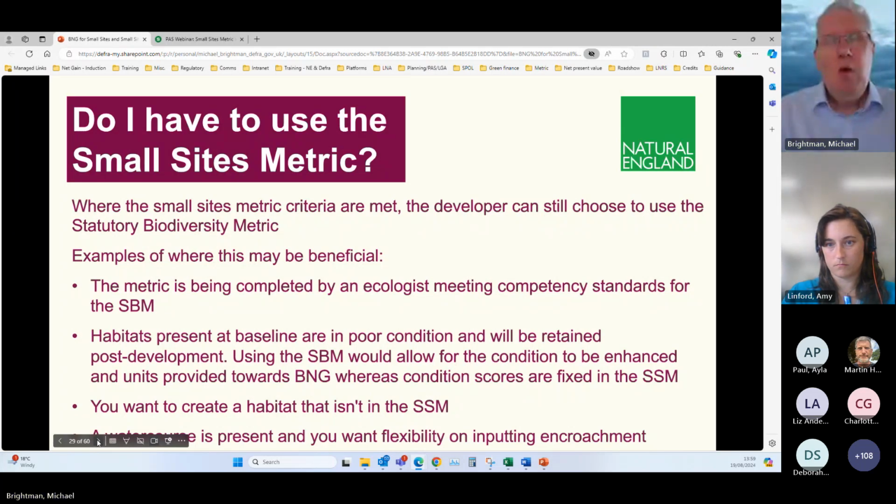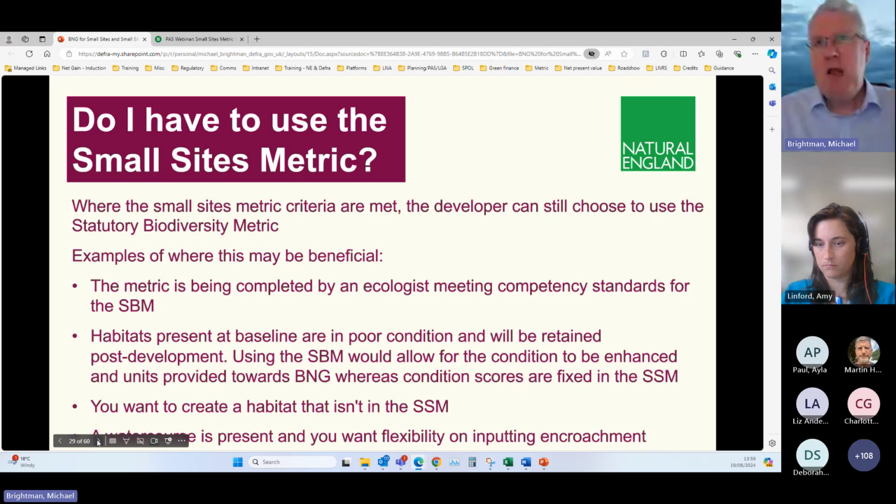metric. Or another reason would be where there are habitats present at baseline in poor condition, and they are being retained post-development. If they use the statutory biodiversity metric, that would allow them to enhance the condition of those retained habitats with units being provided towards their BNG. Whereas if they use the small sites metric, the condition scores are fixed. That said, it may well be that the development still meets the 10% biodiversity net gain requirement on site, even without those additional units.